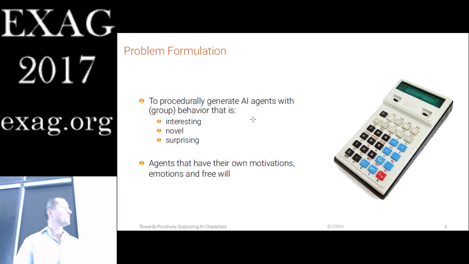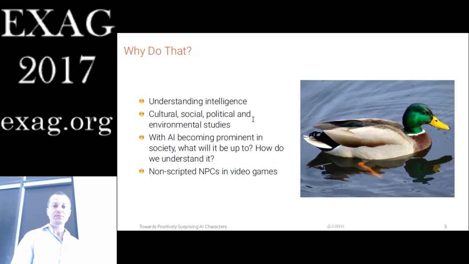So what's the problem here? The problem I'm dealing with is to procedurally generate AI agents with a group behavior which is interesting, novel, or surprising. And now all of the three terms I'm using here are vague. And many people, what's surprising to one person may not be to the other, and so on. So I want to have agents which either individually or collectively have their own motivations, emotions, and maybe even something which would call free will.